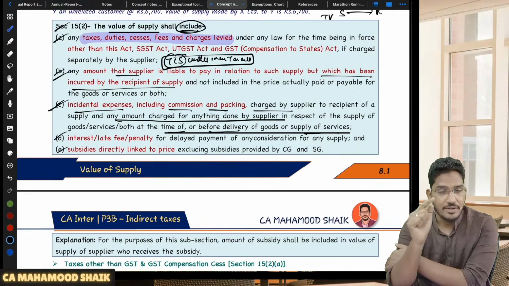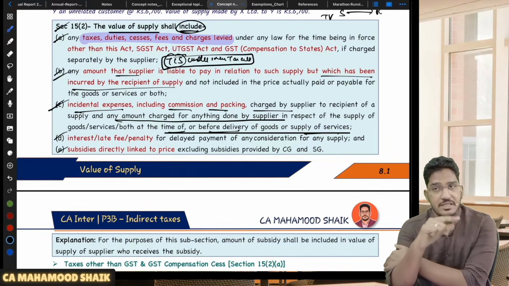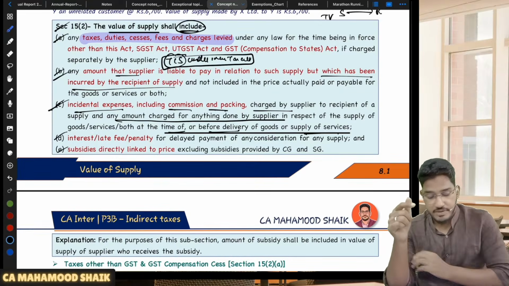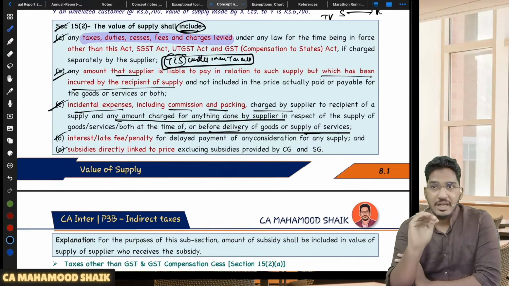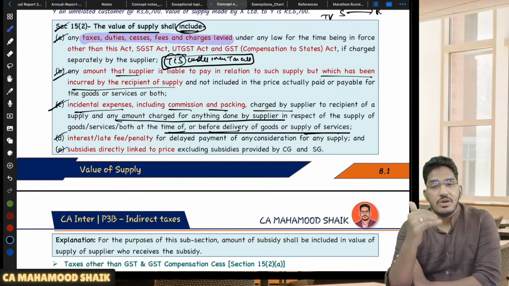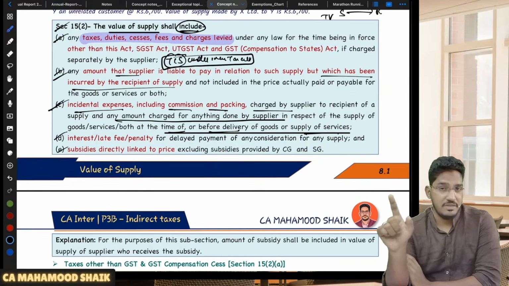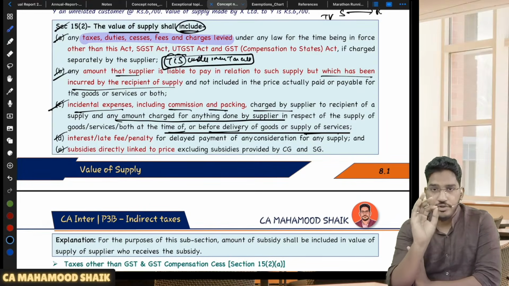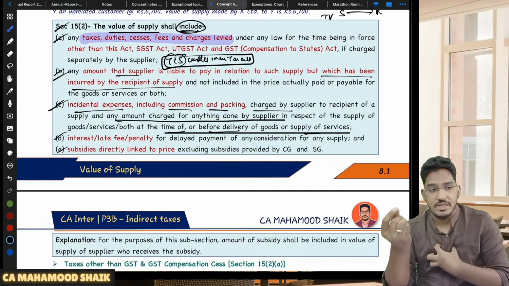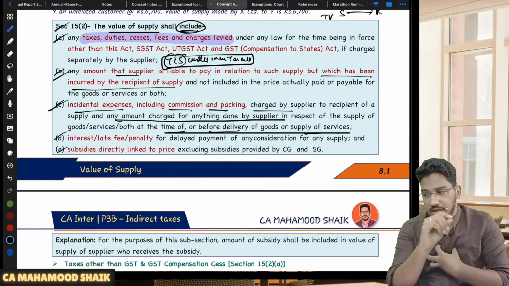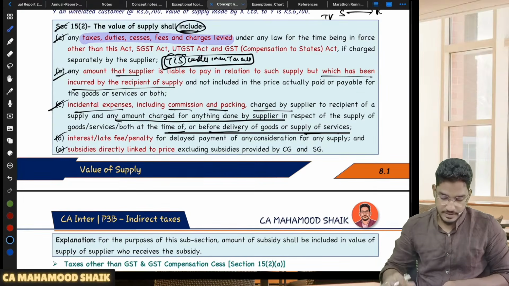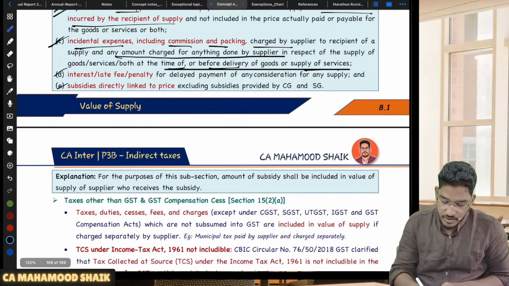Should that 2,000 rupees be added to the value of supply? No. Why? Because, sir, something has been done by the supplier at the request of the recipient. Agreed, supplier has done something at the request of the recipient. But in order to qualify to be added under 15 subsection 2 clause C, that thing done by the supplier should be done either at the time of or before delivery of the goods or supply of the services, not after delivery of the goods or after supply of the services. Understood? Keep this point in mind. If something is done by the supplier at the request of the recipient after the delivery of the goods or services, then you can't add it to the transaction value. Clear? So this is regarding point C.